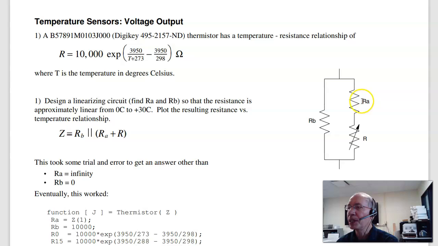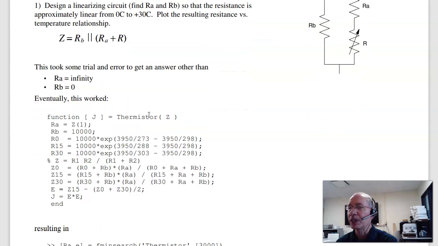If I choose RA and RB correctly, I can make the resistance close to linear over a range. In this case, I want to make it the range of 0 degrees to 30 degrees Celsius. Now to do that, I could guess again, or let MATLAB guess for me. To do that, I need to create a function in MATLAB. In this case, I'm going to call it thermistor.m.